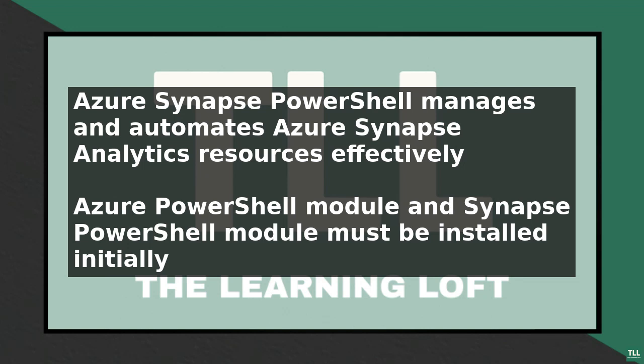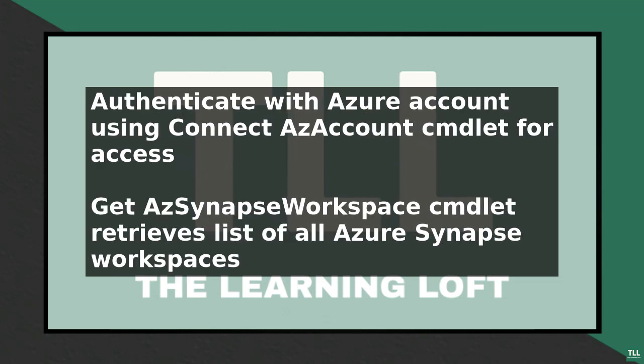Once authenticated, you can use the Get-AzSynapseWorkspace cmdlet to retrieve a list of all Azure Synapse workspaces in your subscription. To create a new Azure Synapse workspace, use the New-AzSynapseWorkspace cmdlet, specifying the name, location, and other required parameters. You can also use the Get-AzSynapseWorkspace cmdlet to retrieve the details of a specific workspace.